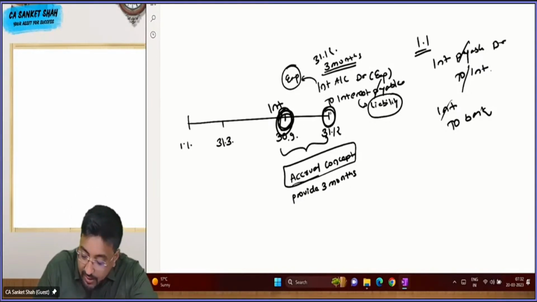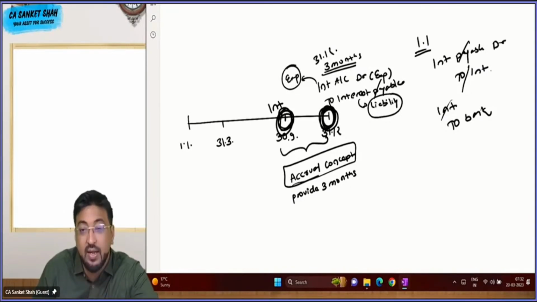If the interest payment date and the closing balance sheet date are not the same, what entry are we going to pass? Interest to interest payable.